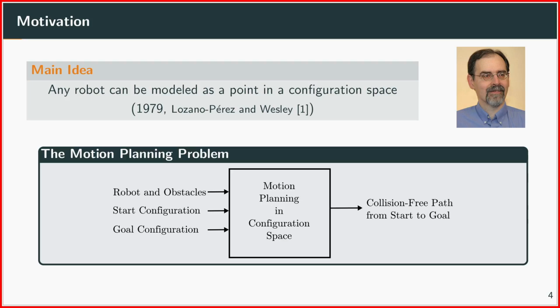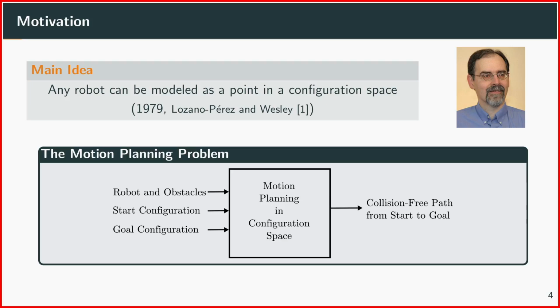If I would talk about one of the main ideas in motion planning, then I would say this is really the most fundamental idea for motion planning, namely that any robot can be modeled as a point in a configuration space. This was an idea which comes from physics and which was introduced to motion planning by Thomas Lozano-Perez, which is this guy up here. What he said was that instead of constructing motion planning algorithms for each robot individually, you can just see motion planning as a problem of a point in a configuration space.